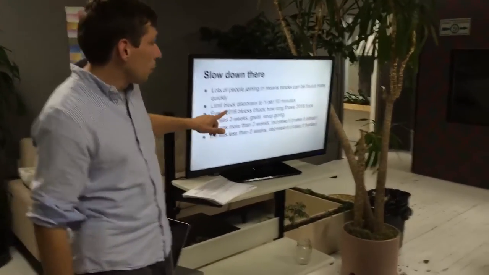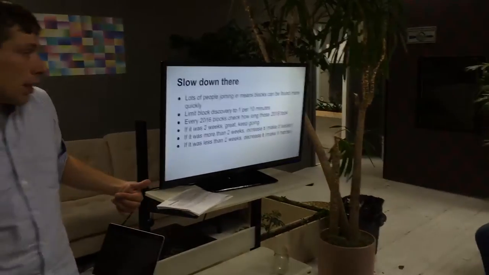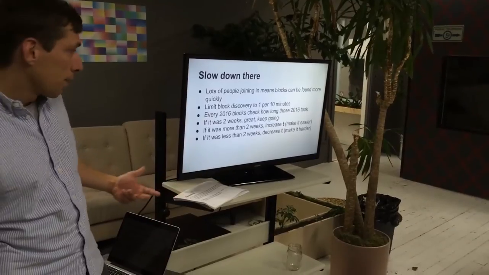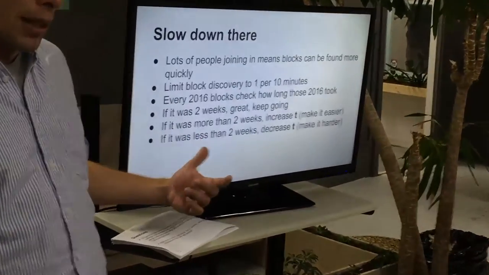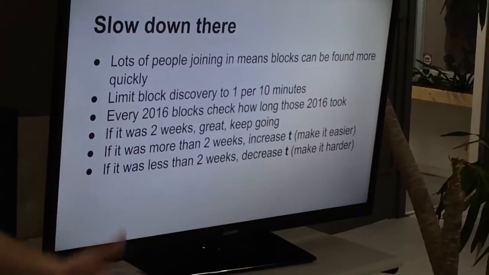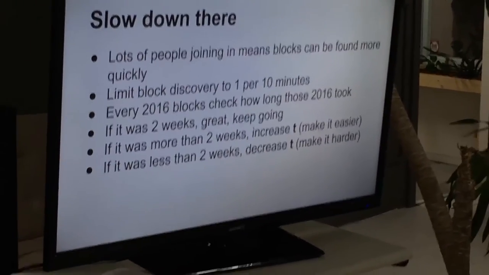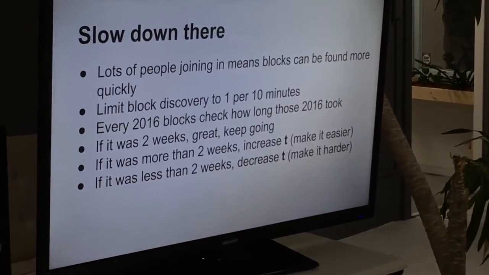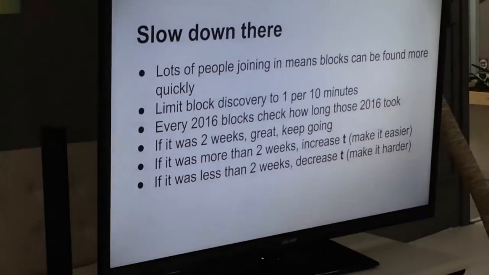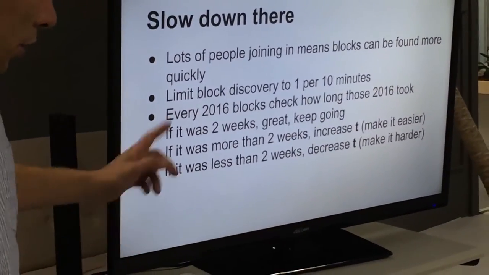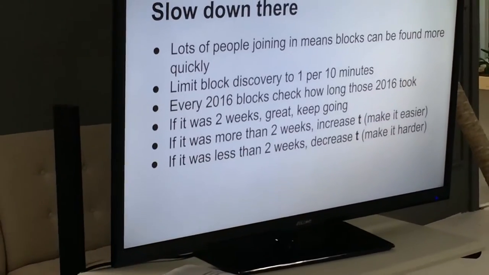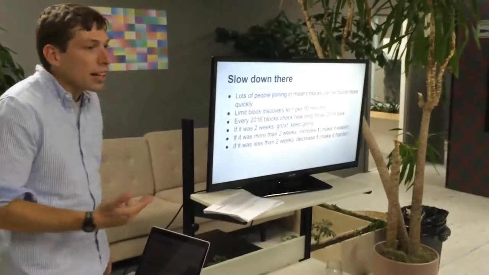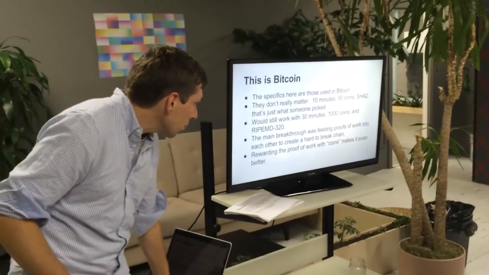So here's the problem. Lots of people joining means that blocks will be found more quickly, right? So what Bitcoin does is it limits block discovery to a target of 1 per 10 minutes. So every 2016 blocks, which ends up being about 2 weeks, everyone checks: how long did it take for these last 2016 blocks? If it took 2 weeks, great. You leave your difficulty, your target, the same. If it took more than 2 weeks, you increase T, the number it has to be less than, so you make it easier. If it was less than 2 weeks, you decrease T and make it harder to find. That way you have this sort of equilibrium where blocks come out, it's a Poisson process, so it's on average one every 10 minutes.